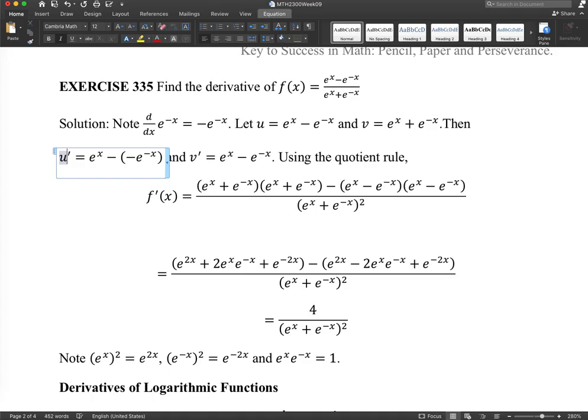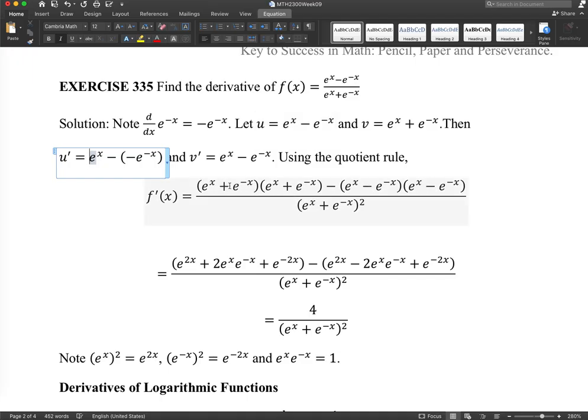So u prime is e to the x, the derivative of e to the x itself, then minus the derivative of e to the negative x, which gives negative e to the negative x here. So indeed, this is really e to the x plus e to the negative x. Then v prime, same issue about the derivative of e to the negative x, it is negative e to the negative x. Okay. And then to find the derivative, I use the quotient rule. I have u prime v and u v prime.